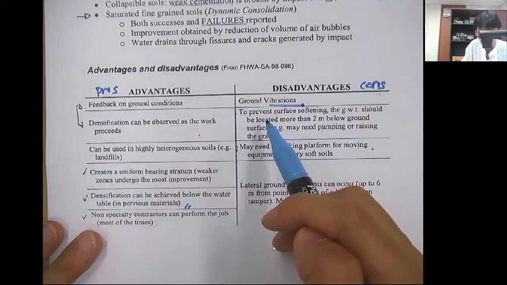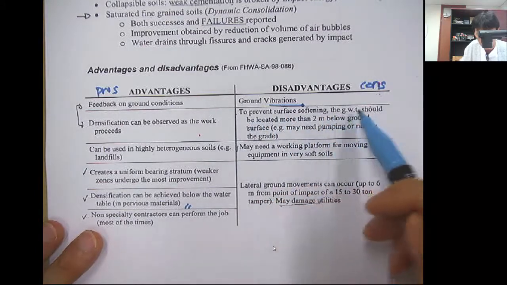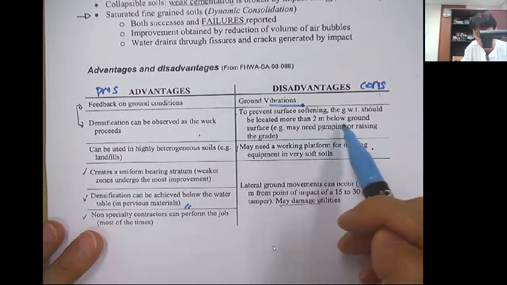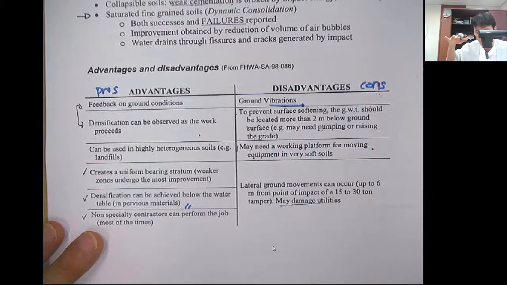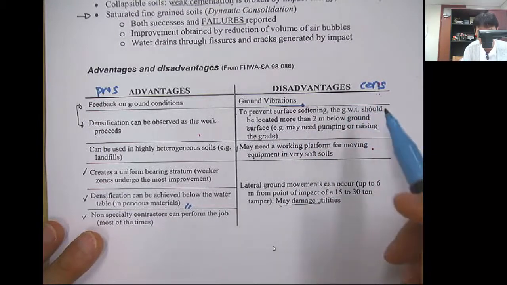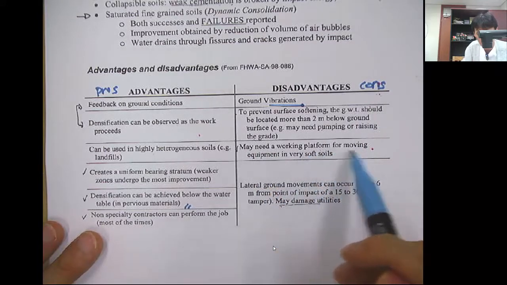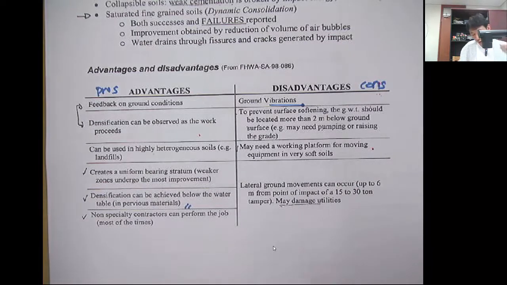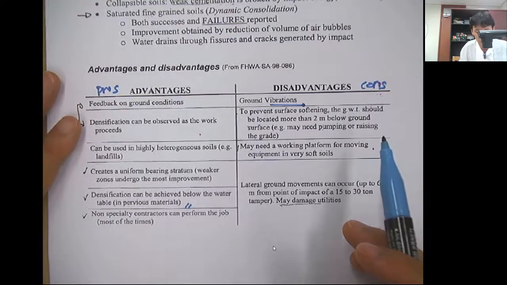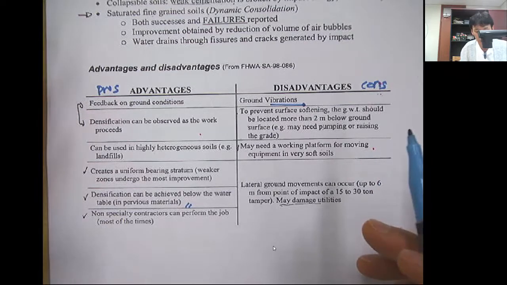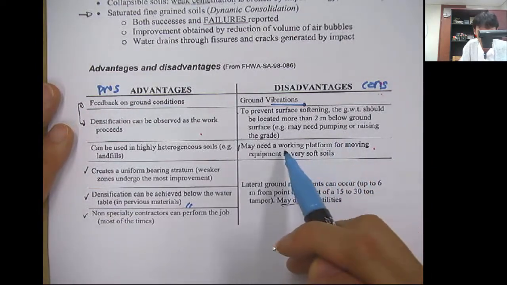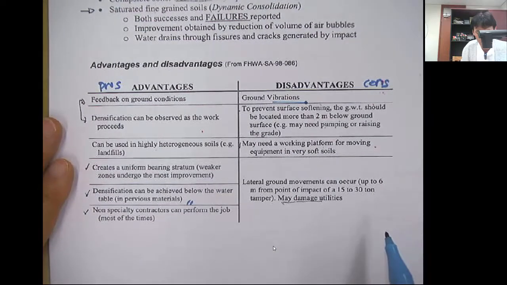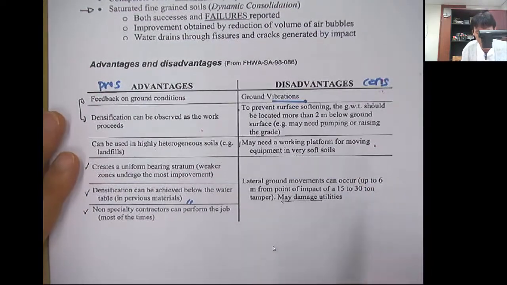But the cons are: to prevent surface softening, the groundwater table should be located more than 2 meters below the ground surface. So if the groundwater table is too high, then it will be difficult to apply this technique. And maybe a working platform for moving equipment is needed in very soft soil. If the soil is too weak, then when the equipment is placed on the soil, it can also settle down. So you don't want your equipment to be buried in the mud. So you need some working platform, especially when you have to move the equipment.